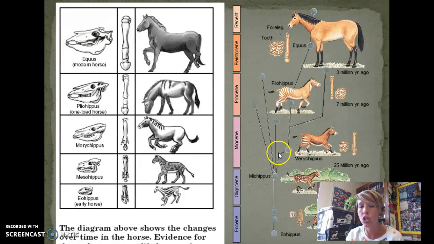So we can see the changes in time of horses, this being the modern day horse at the top, this being the ancestral horse way at the bottom, and all the different changes that have occurred. And these end nodes would be other horses, and they're now extinct because they're not in the present.